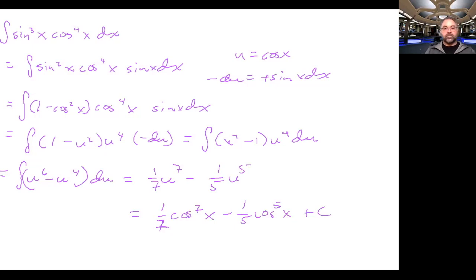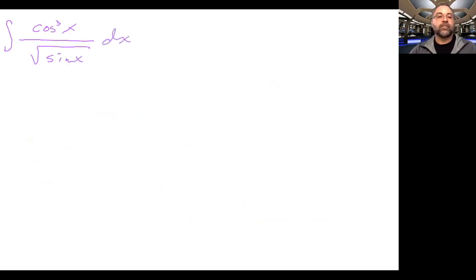And there we go. The substitution is made possible by the saving of the one odd power of the sine function there. Okay, similar kind of deal. Let's do this one. This time I've got cosine cubed x over the square root of sine of x dx.